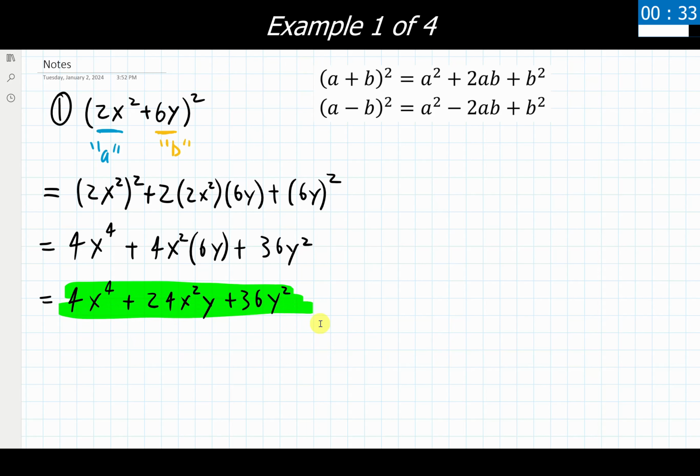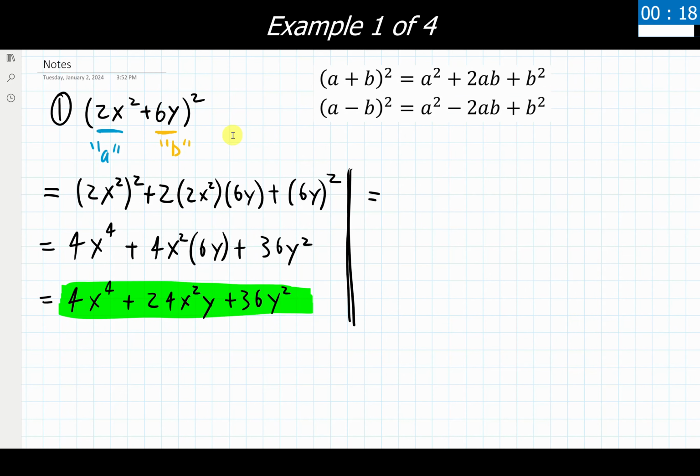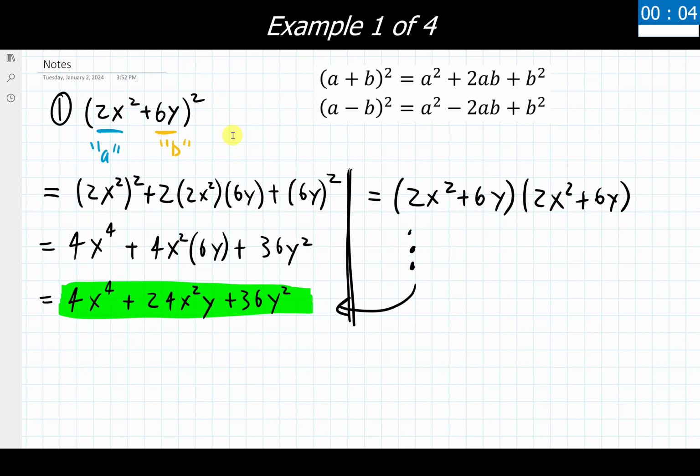And again, I should note as we go through these problems, if you are not able to see that this is the square of a sum, you could write this out and expand it into an alternative form. Just a quick preview of that. You could rewrite this instead to be 2x squared plus 6y times 2x squared plus 6y, like we did in 6.3, and then we can work this down and get to the exact same final answer from there, just as an alternative.